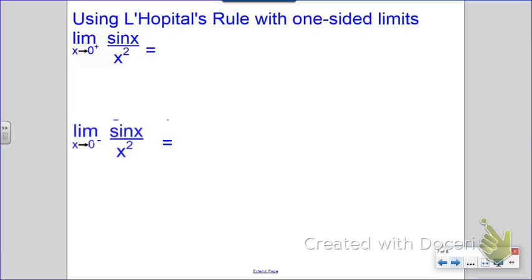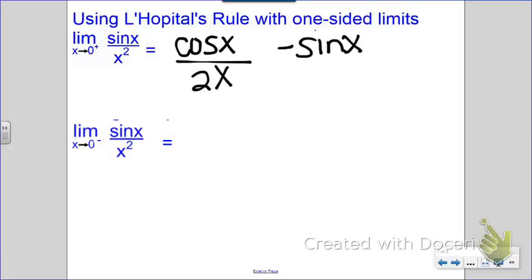When we look at the two-sided limits, the same thing can apply. Derivative of sine is cosine. Derivative of x squared is 2x. When you plug in a 0, notice that we're going to get, again, a 0 in the denominator. So if we take the format of what we've been learning again, and we take the derivative one more time, we'd have negative sine of x over 2.